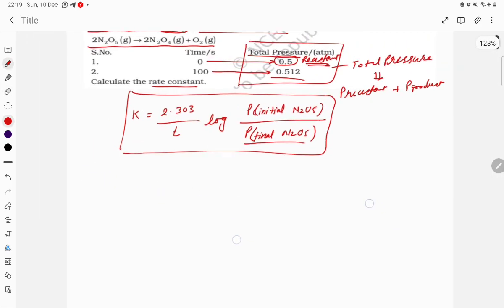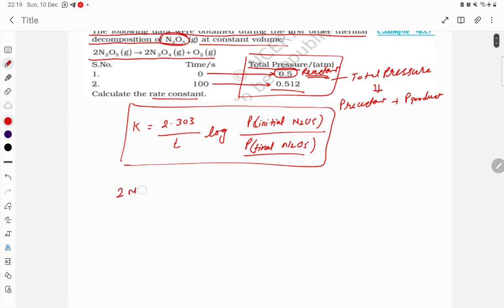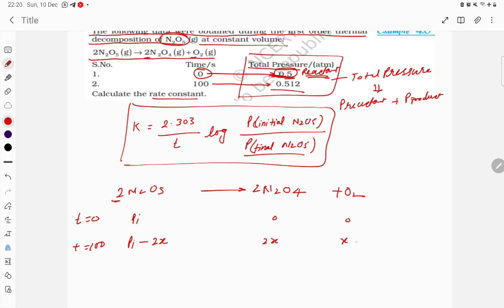Let us rewrite the question. 2N2O5 gives N2O4 plus O2. Initially when time 0 is there, its pressure is Pi and the products are 0. That is why I said it is the pressure of reactant, because time is 0. And when t is equal to 100 seconds, it is Pi minus 2x, since the coefficient 2 is there. Here also 2 is there, in the equation you can see 2N2O4, so it is 2x. Here coefficient is 1, so this is x.